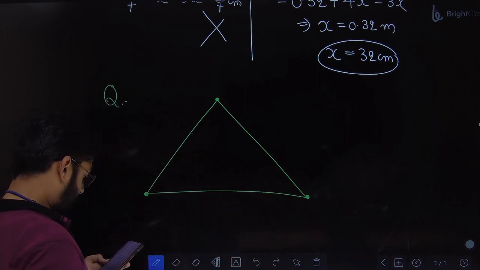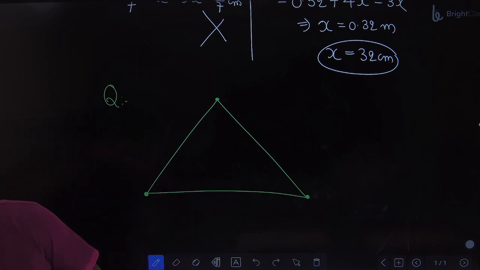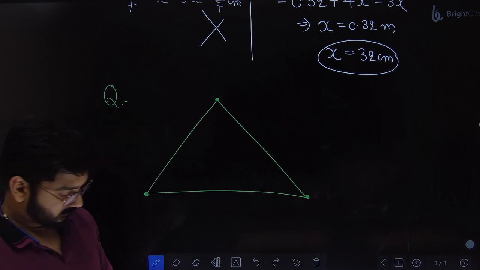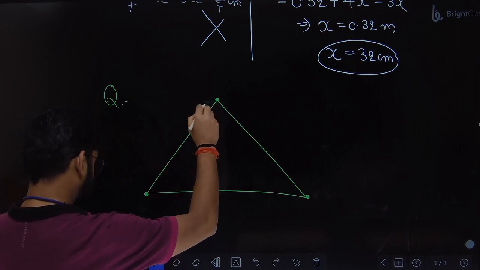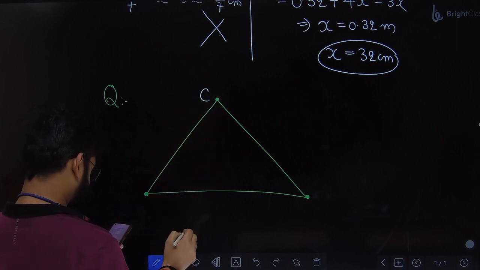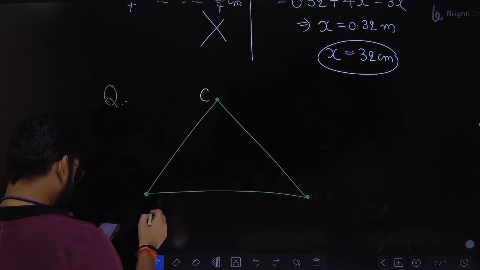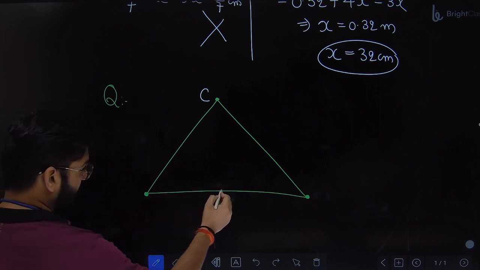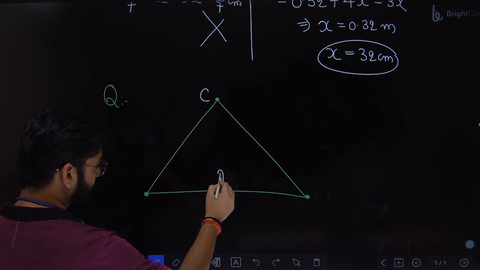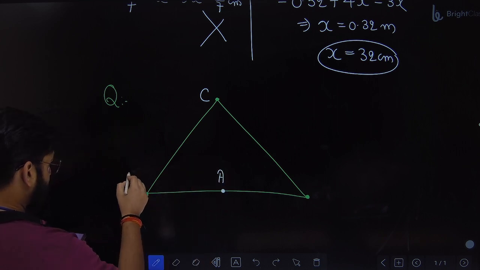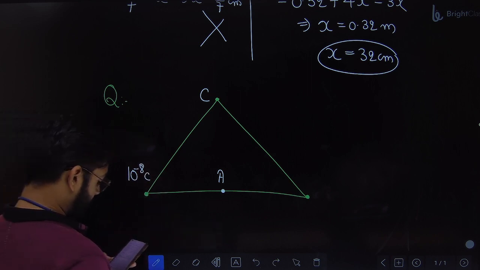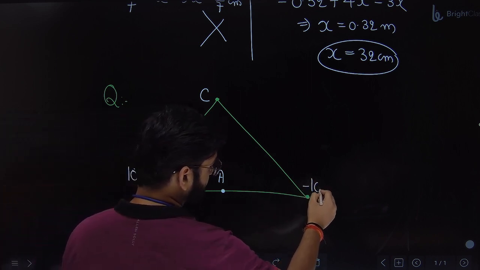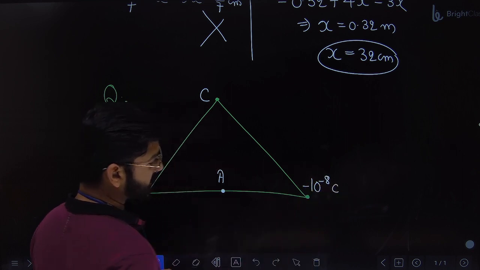We have three charges. I will mark the points. Let me draw the figure, then you copy. This point is C, and then we have a point A here. We have a charge of 10 to the power minus 8 coulomb at this point, and a charge of minus 10 to the power minus 8 coulomb at this point.